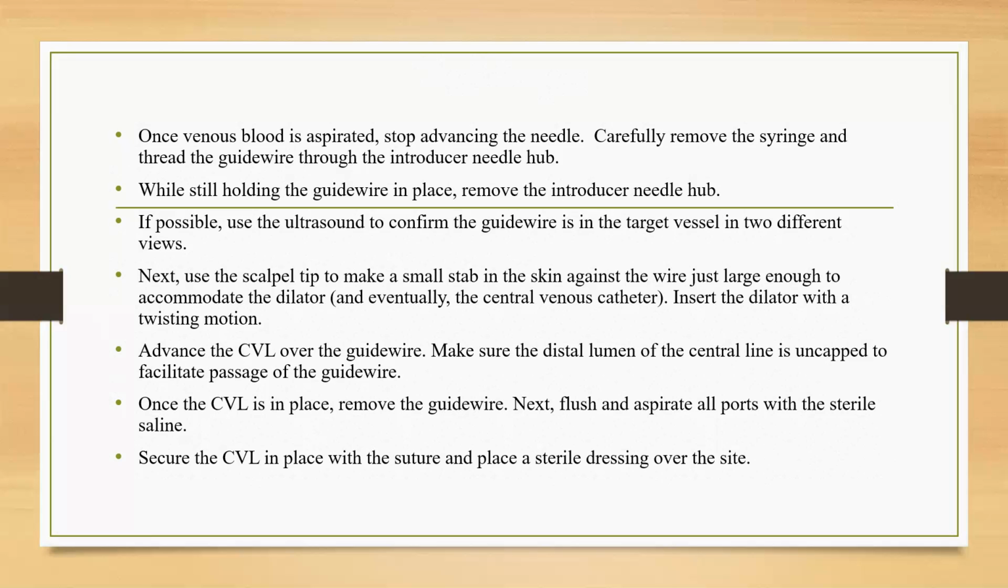Next, use the scalpel tip to make a small stab in the skin against the wire, just large enough to accommodate the dilator and eventually the central venous catheter. Insert the dilator with a twisting motion. Advance the line over the guide wire. Make sure the distal lumen of the central line is uncapped to facilitate passage of the guide wire.